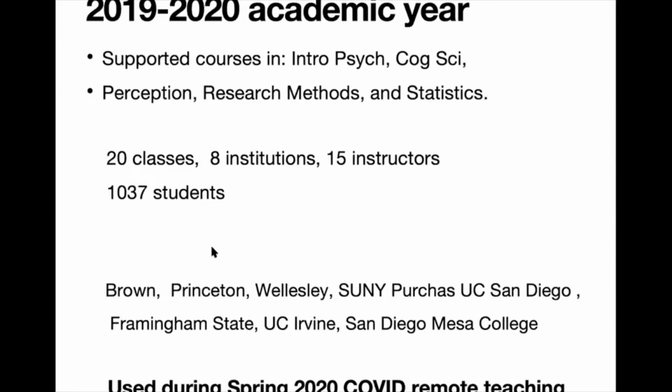So the last academic year, we supported courses in intro psych, cog sci, perception, research methods, and statistics. We supported 20 classes, 8 institutions with 15 instructors and over 1,000 students. And these are the places that we used. We'll get into this, but as you know, some of the courses got messed up.